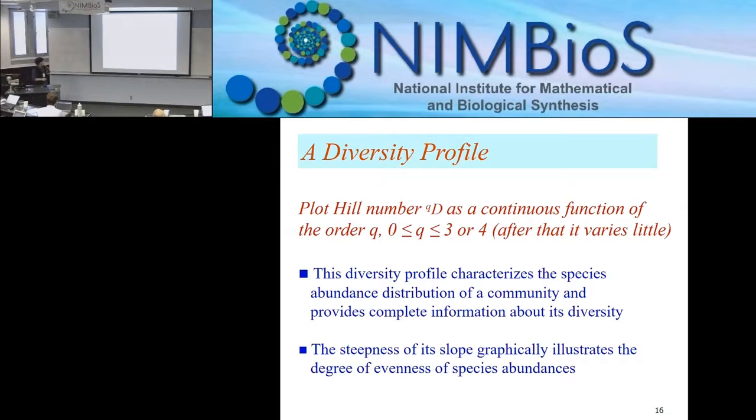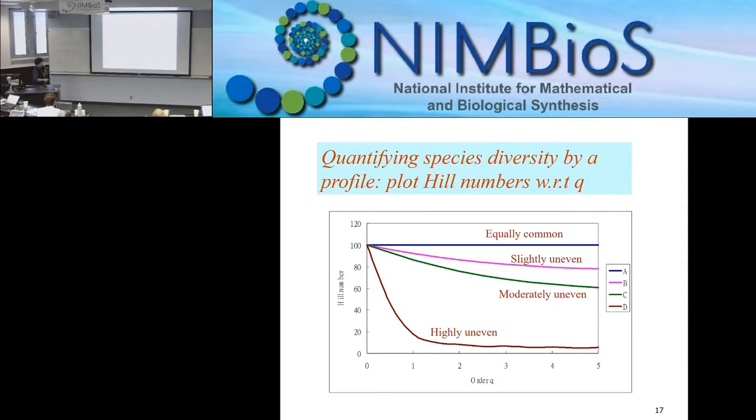So for any order q, Hill's number is in the same unit of species. So we can plot Hill's numbers as a continuous function of order q. The plot looks like this. That is, we quantify species diversity using a curve rather than just a few numbers.